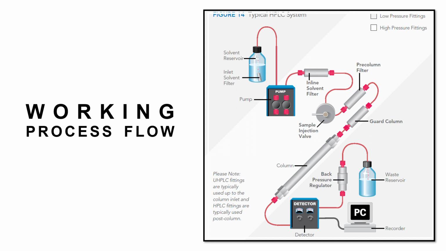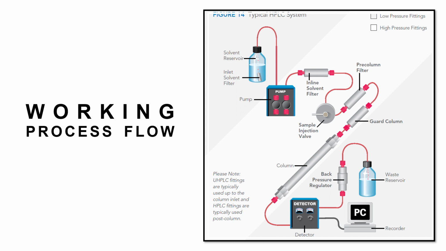In the instrumentation and apparatus of HPLC, going into more detail, HPLC consists of a variety of components including the solvent delivery pump, degassing unit, a sample injector, a pre-column filter, a guard column, a column and detector, a back pressure regulator and the waste reservoir. In HPLC, the pump delivers the mobile phase at a controlled flow rate.